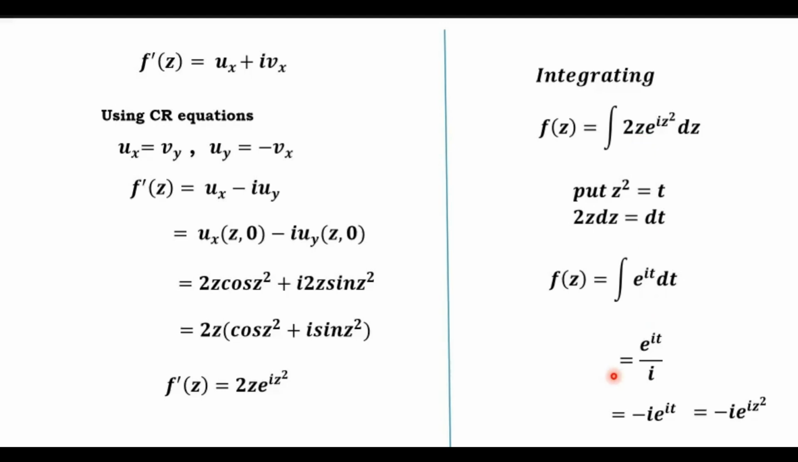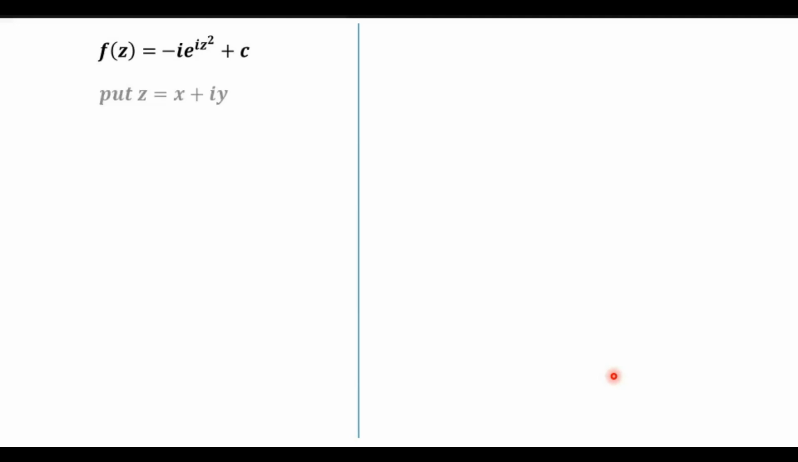Now put z is equal to x plus iy and calculate the v function, or the imaginary part of this function. f of z, we have to put x plus iy on the right hand side. If we put z as x plus iy, what will come? Minus i e raised to i z squared, with z replaced by x plus iy. So it will become x plus iy the whole square.